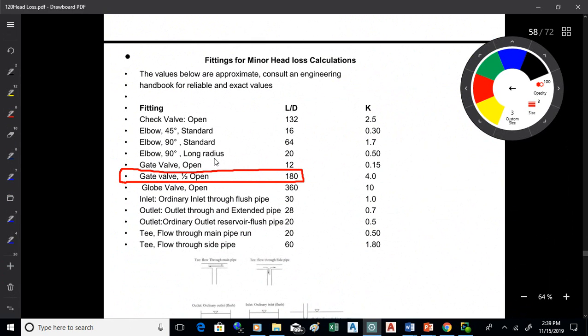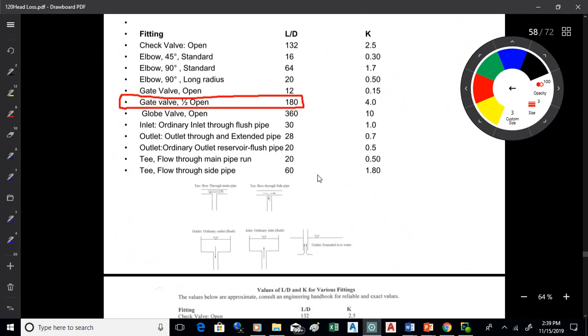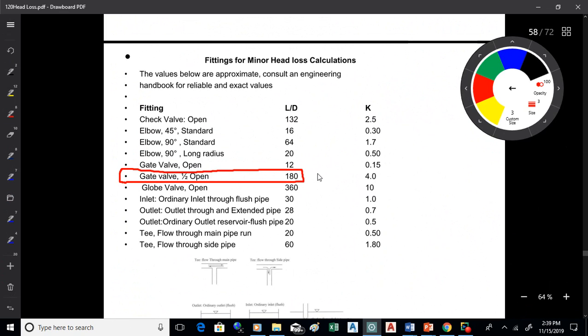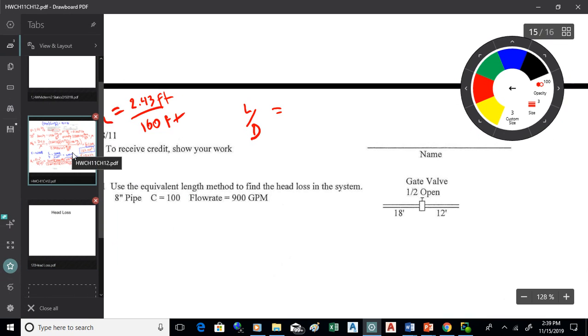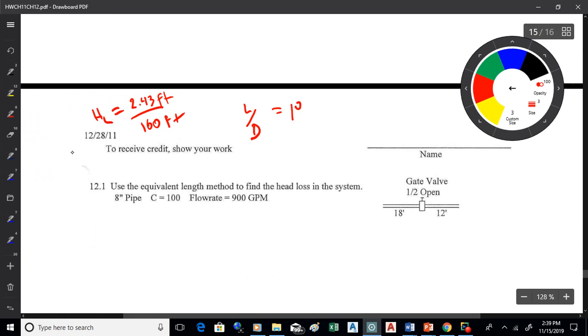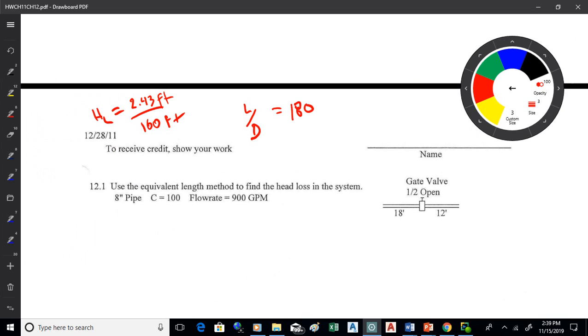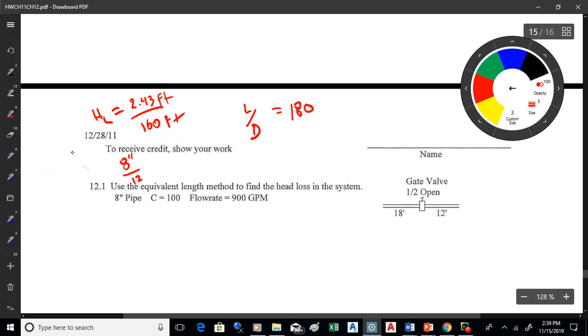There we go. Okay, half open gate valve, L over D is 180. Okay, there it is. So 180 for a half open gate valve. All right, so what we've got now is L over D is 180. We've got 8-inch pipe. So if we take 8-inch pipe, divide that by 12, we'll get that into feet. That's 0.667 feet.